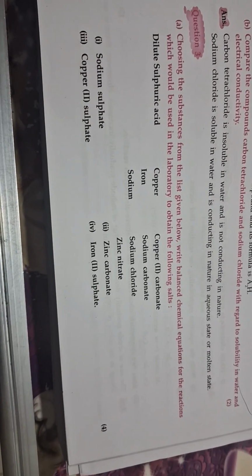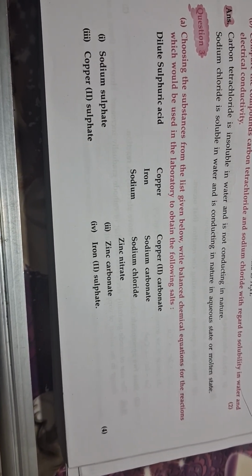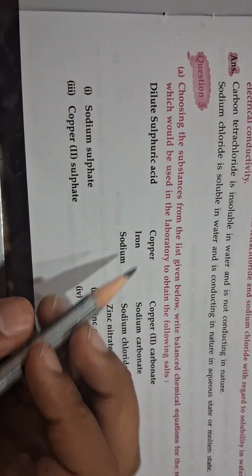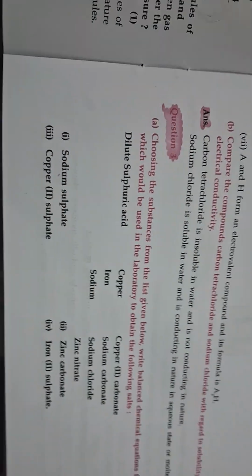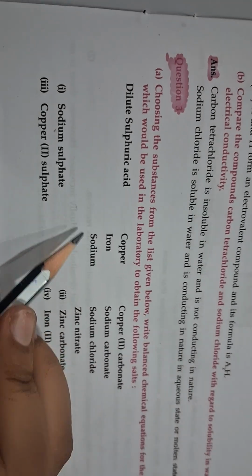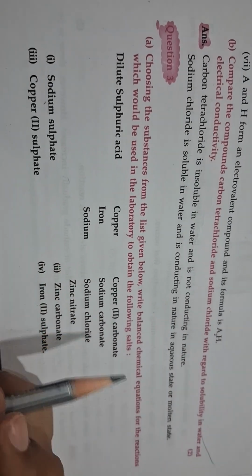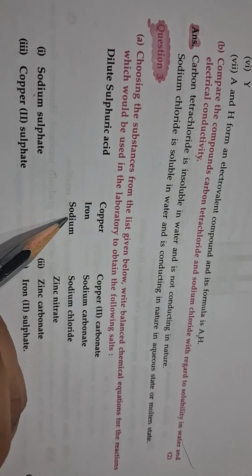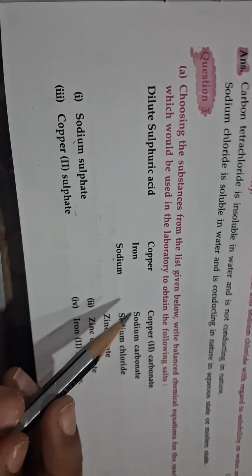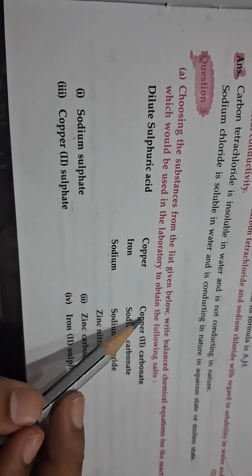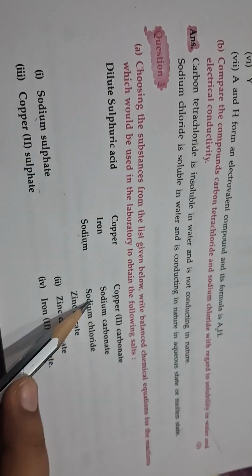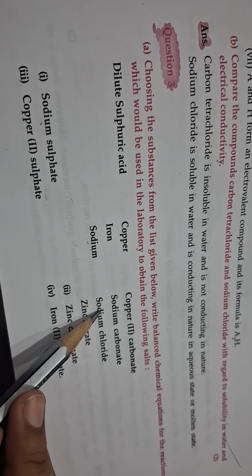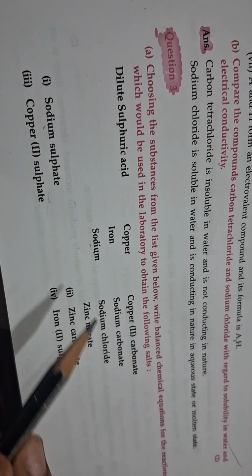Let's see this. Choosing from the substances, write a balanced equation for a reaction which would be used in the lab to obtain the following salts. Wherever sodium comes, it is titration, definitely titration, but we don't need to think about that here. We just have to prepare it using anything we want. Of course we need sodium sulfate, so we need sodium and sulfate. Let's see what all we have for sodium. We have this, this, this and this, and we also have dilute sulfuric acid.